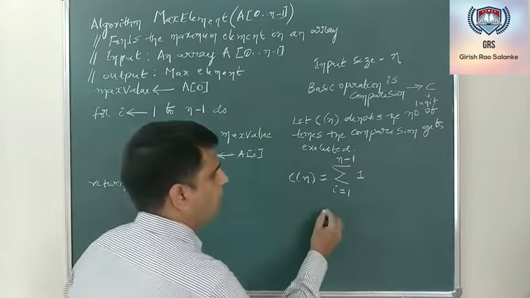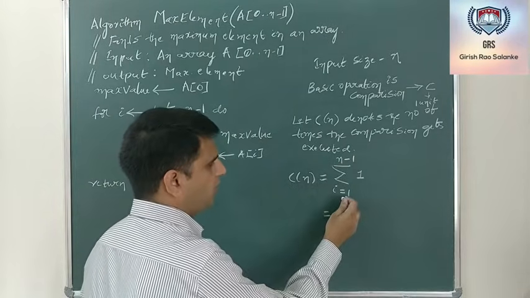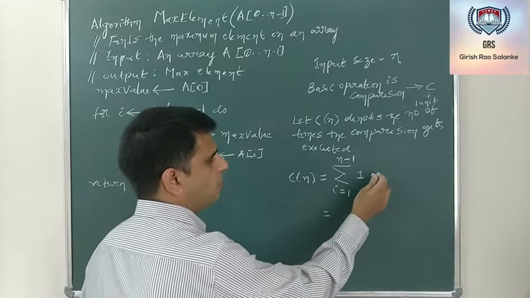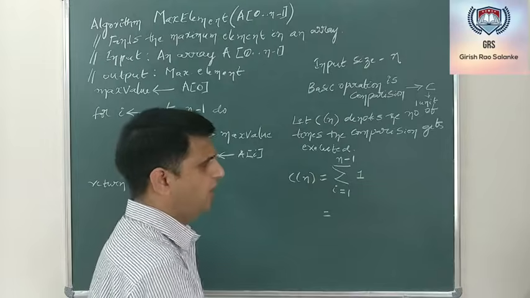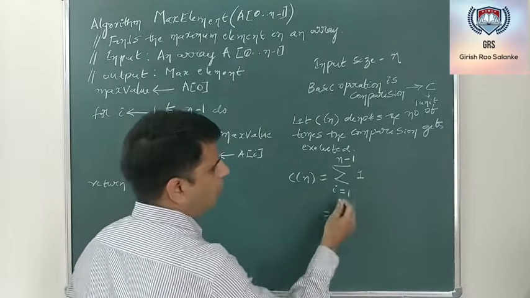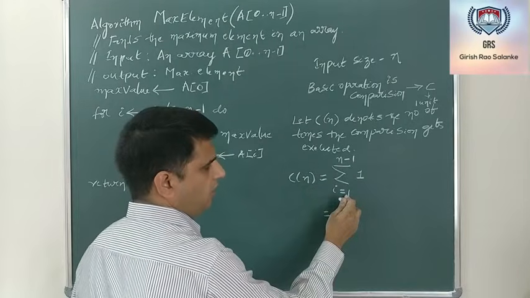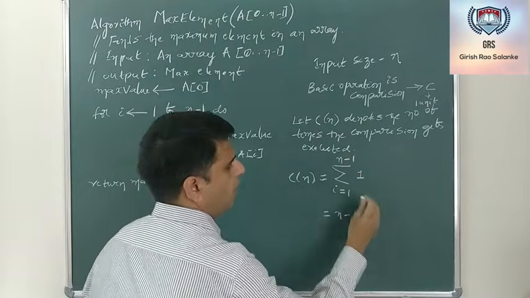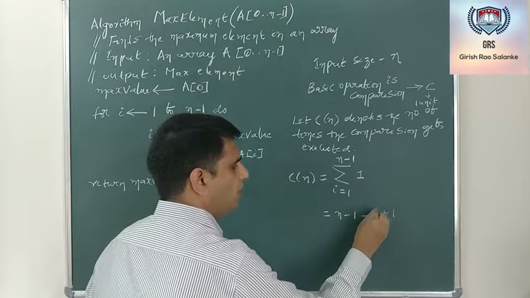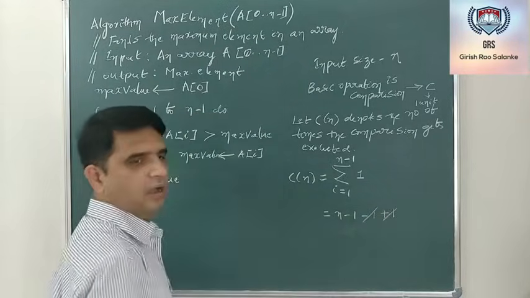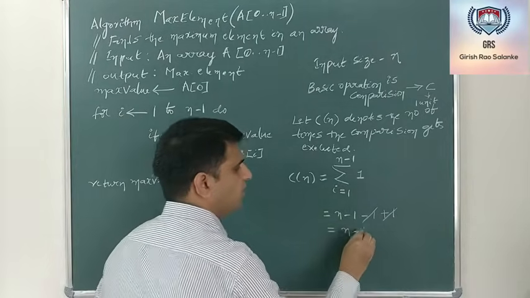Now you can solve. This is the summation of i is equal to 1 to n-1. Either you can substitute the value of i as 1 plus 2 plus 3 plus 4 up to n-1 and you can get the solution. Or I'll substitute: what is the upper bound? The upper bound is n-1. And what is the lower bound? The lower bound is 1. It is upper bound minus lower bound plus 1. So plus 1 and minus 1 get cancelled. So this is nothing but n-1.